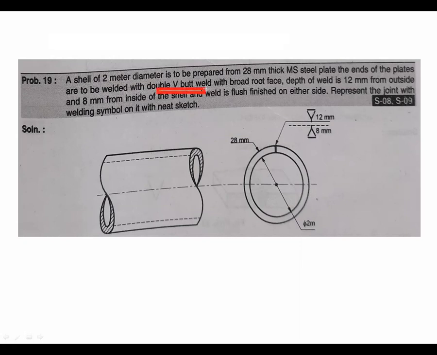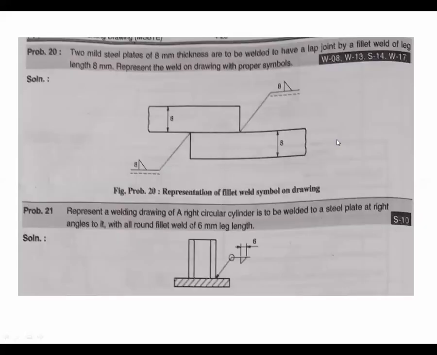And a double V weld, V butt weld is used. So double V butt weld, we have to represent this, a 12 mm depth weld from outside and 8 mm from inside. So this is the symbol you have to mention, so you will get full marks.